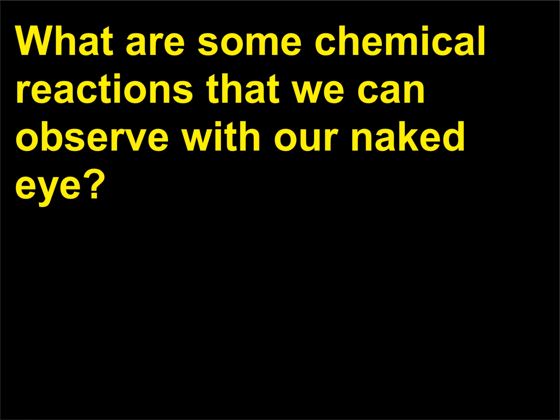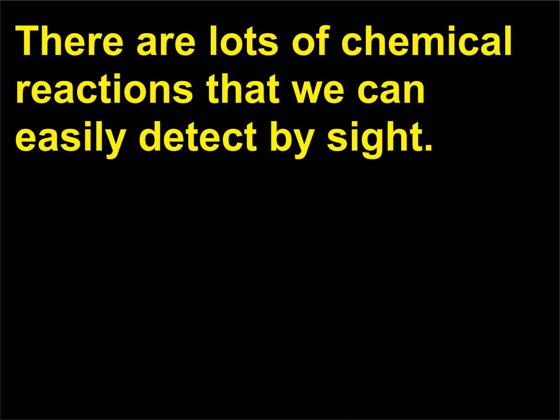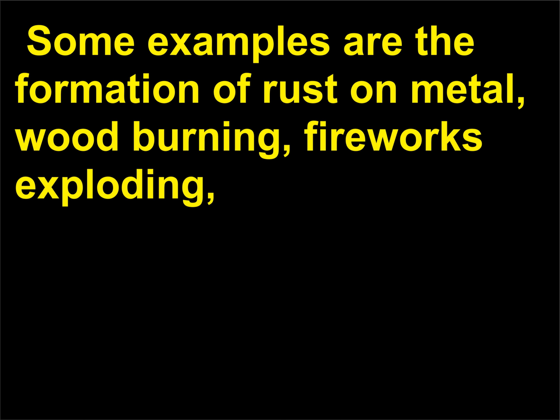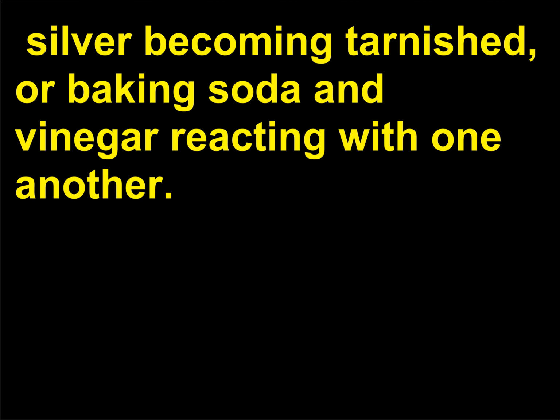What are some chemical reactions that we can observe with our naked eye? There are lots of chemical reactions that we can easily detect by sight. Some examples are the formation of rust on metal, wood burning, fireworks exploding, silver becoming tarnished, or baking soda and vinegar reacting with one another.